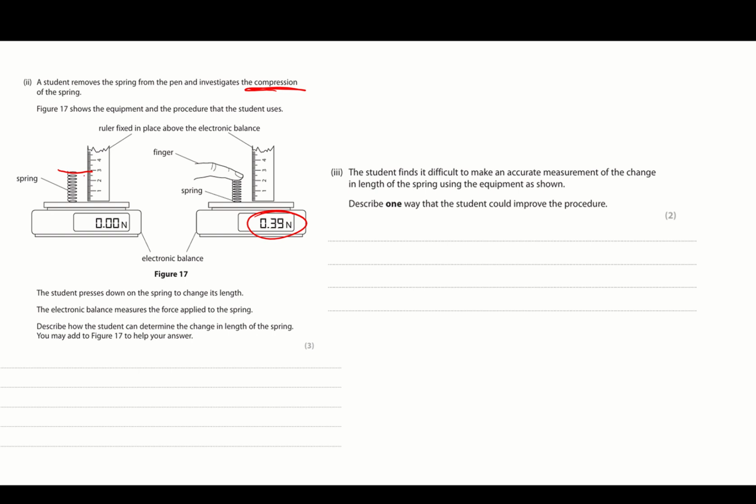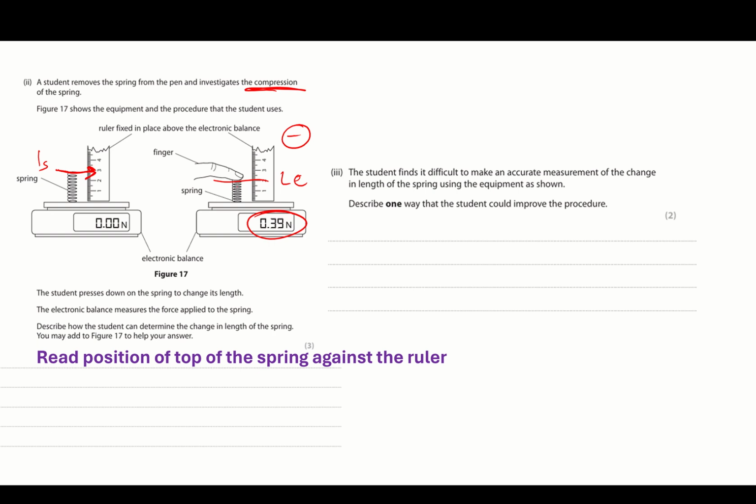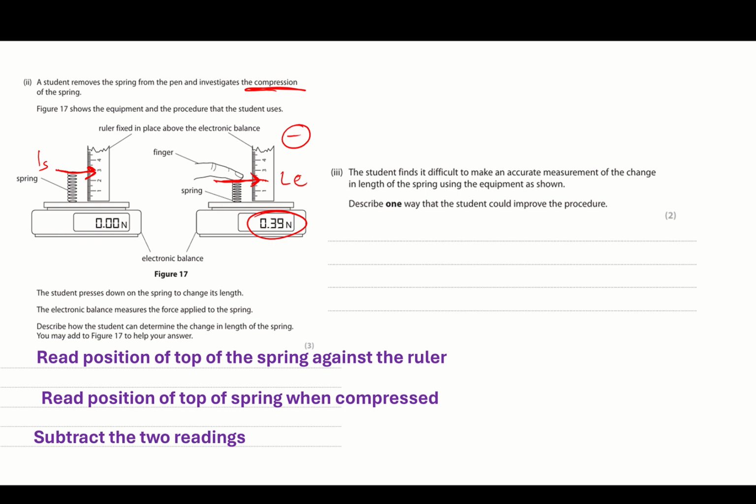Well, clearly I would need to measure the length at the start. I need to measure the length at the end, and I need to subtract those two values. So read the position at the top of the spring against the ruler. If I wanted to, I could attach a pointer to the start there because it just makes it easier for me to measure rather than lining it up. Read the position when it's compressed, subtract the two readings. It's a really easy question. This wasn't done particularly well by students, but it's the idea. Take the length at the start, take the length at the end, subtract the two. And I'd even draw on there to show what's going on. Right, so boom, boom, boom, subtract those.